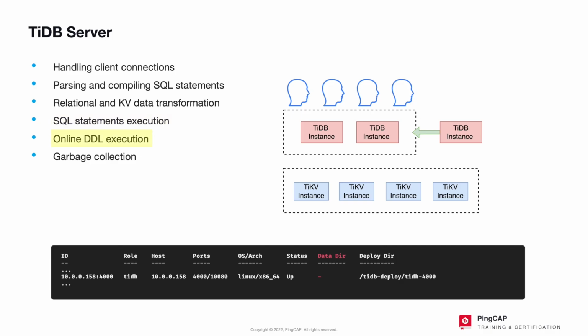Execution of online DDL. The TiDB database is designed so that data definition language operations do not lock tables. This is done by the schema load module, the worker module, and the start job module. And finally, garbage collection. The garbage collection backend module is responsible for recovering data from old versions that have expired, and this part will be explained in the TiKV course.